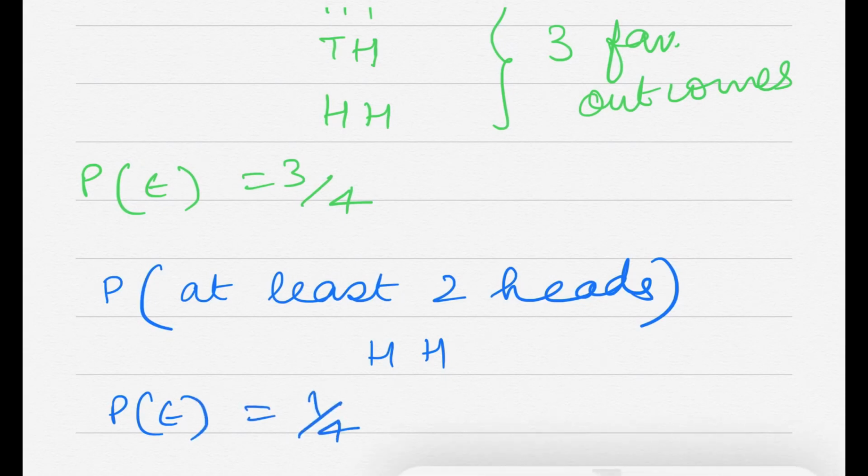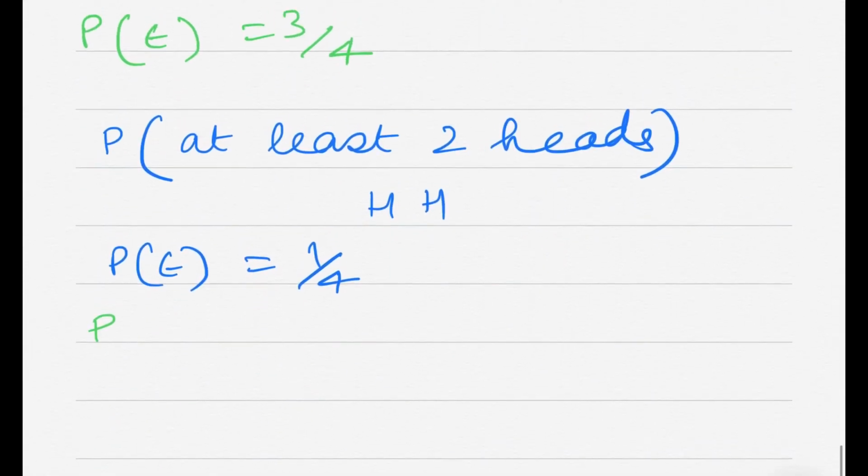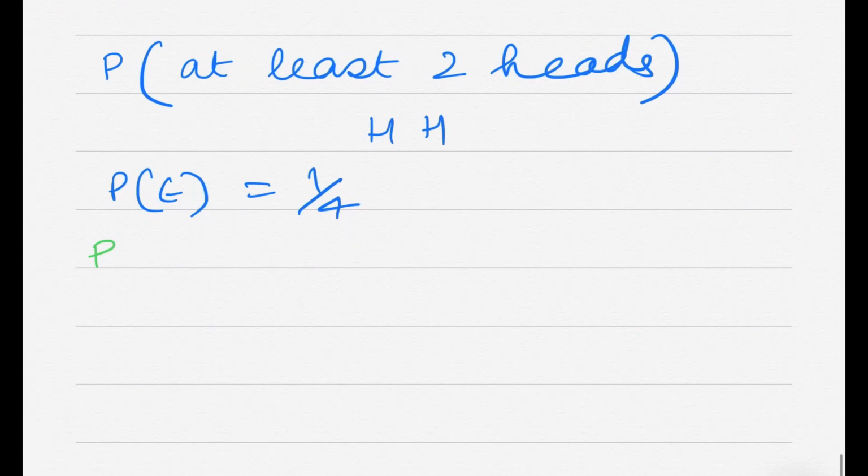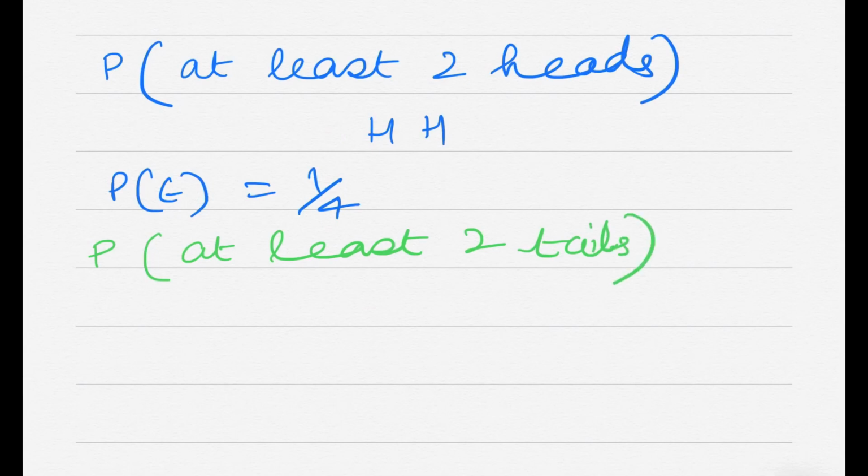Similarly, if I have been asked the probability of getting at least two tails, what will be my outcomes? The outcomes will be TT, that is the only option where we have two tails, and I can't have more than that, correct? So the probability of this event will also be equal to 1 by 4.